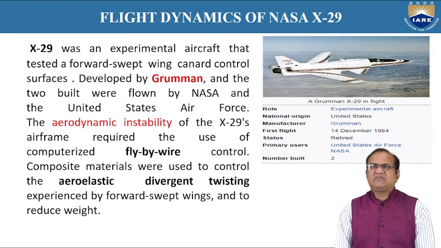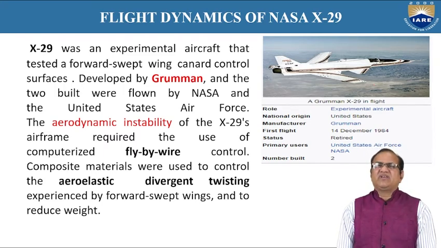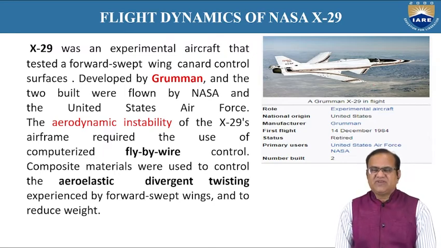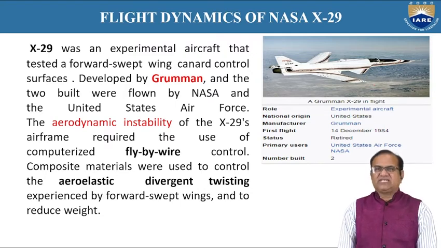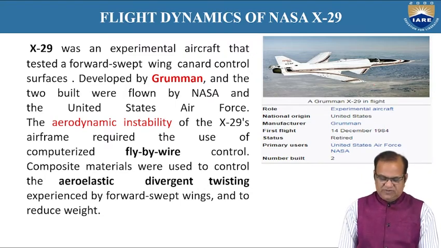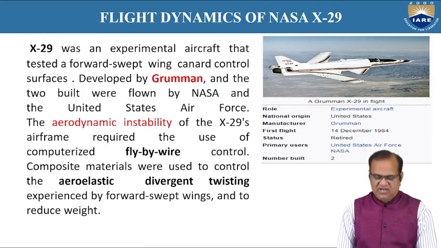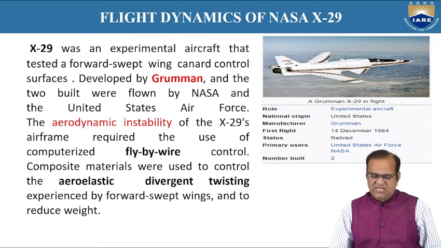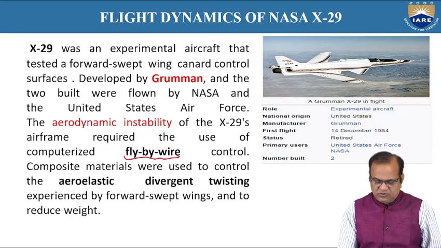The aerodynamic instability of the X-29 airframe required the use of computerized fly-by-wire control. Composite materials were used to control the aeroelastic divergent twisting experienced by the forward swept wing and to reduce weight. Okay, so it was a very advanced version. So in this, a fly-by-wire system was used.